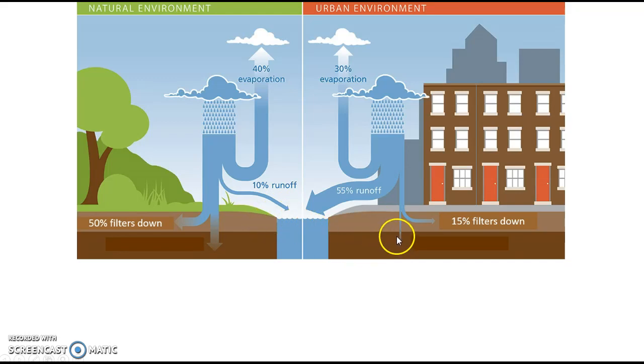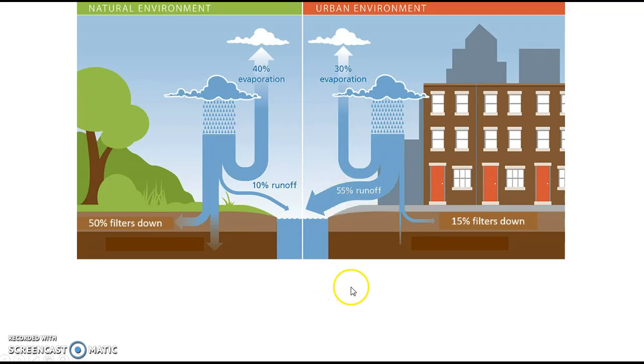However, in an urban environment, rain falls on hard streets and buildings. There's not a lot of soil, so rainwater does not filter into the soil. When rain falls in an urban environment, only 15% filters down into the soil. Instead, it flows through the streets to the storm drains.